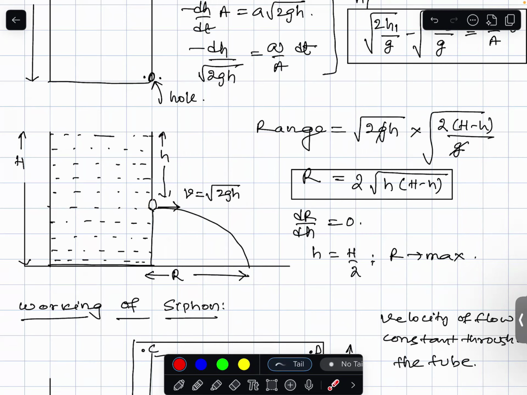Right. Now, please try. I'm taking this again so that I don't get confused again. I'm taking A much greater than small a. Now, please try to understand what is happening here. This part of the liquid that comes out is with V equal to root 2gh, but it is still at a height capital H minus small h. So, what is the expression for range? The expression for range is root 2gh times root of 2 times H minus small h. So, range is 2 times root of h into capital H minus h. It's a function of small h.